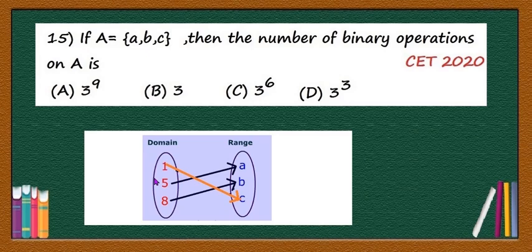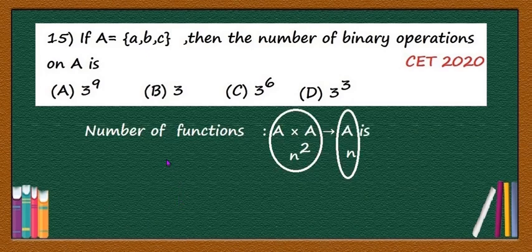Like this, the element 5 also has 3 choices of mapping to the elements of the second set, and 8 also has 3 choices of mapping to the elements of the second set. Therefore, the total number of functions is 3 into 3 into 3. Suppose the second set has n elements, then every element has n choices of mapping. The total number of functions that can be defined from the first set to the second set is n to the power 3. If the first set has m elements, then the total number of functions is n to the power m.